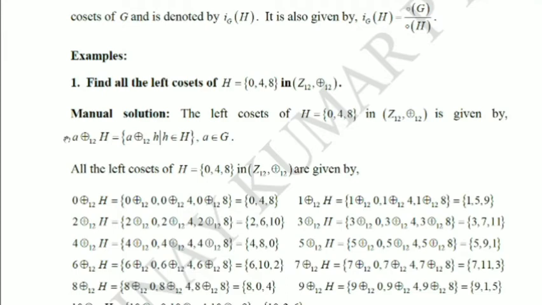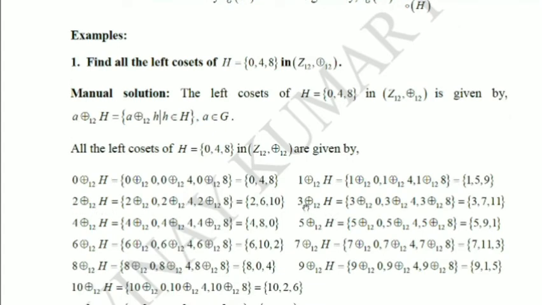Remember, your A is coming from Z12. When you are writing a left coset or right coset, your A comes from Z12. Remember, these elements of H are also present in Z12, but your A comes from Z12. A takes all the values of Z12. Then you will get all the left cosets.